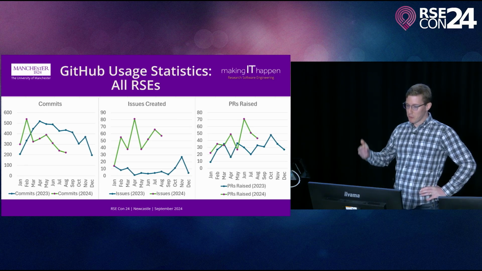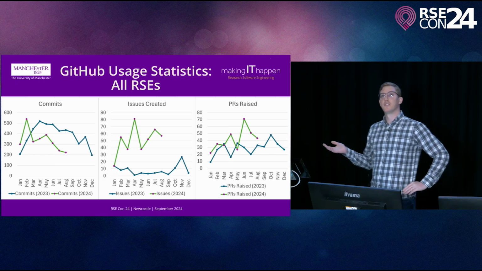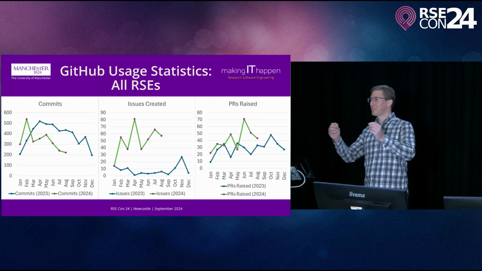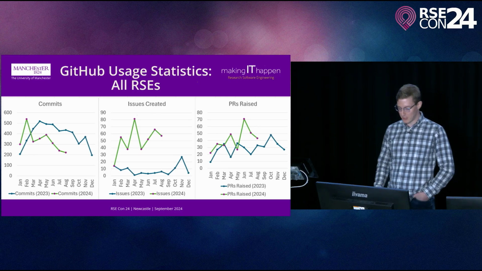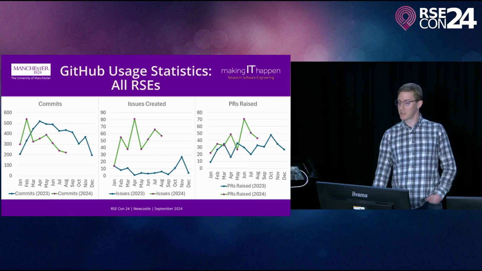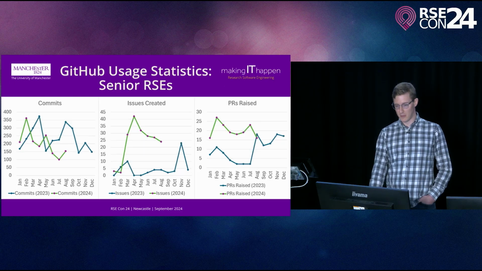But ultimately, the number of issues created has massively increased. So the use of GitHub for tracking your work, recording your work, and recording tasks as issues on GitHub has hugely increased as a habit. The number of pull requests people have raised has also increased, which is nice. So the approach we're taking of doing things in smaller bite-sized chunks means we're merging smaller changes more often rather than large changes less often.